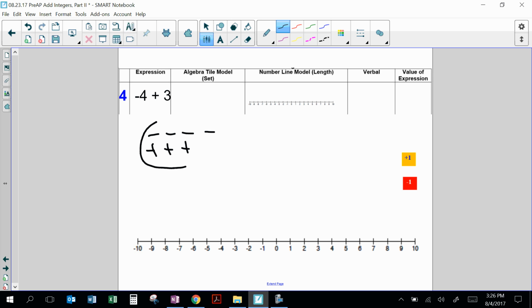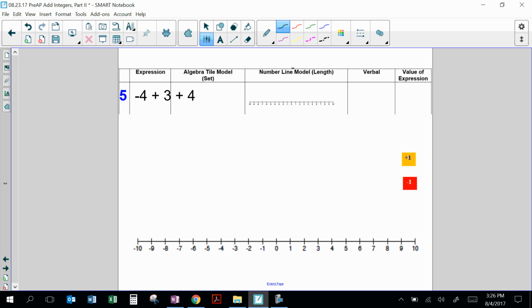What do you call these? 0 pairs. You're left with -1. The value of this expression is -1. So again, starting at 0, -4 means it goes 4 units to the left. Add 3. That's 3 units to the left or right? To the right. And I did stop at -1 to check my work.